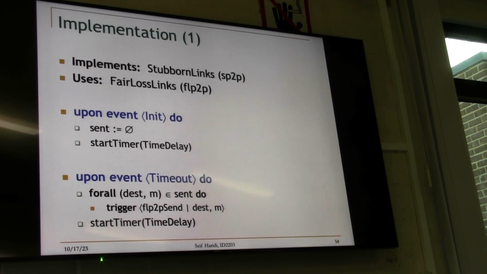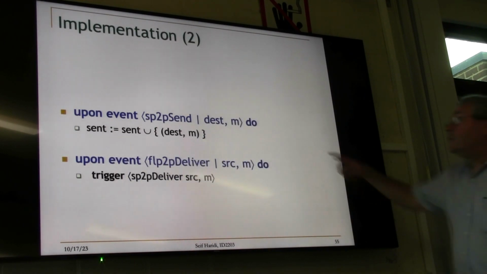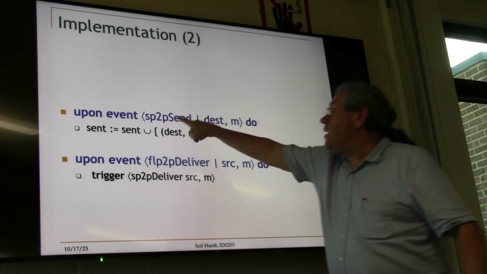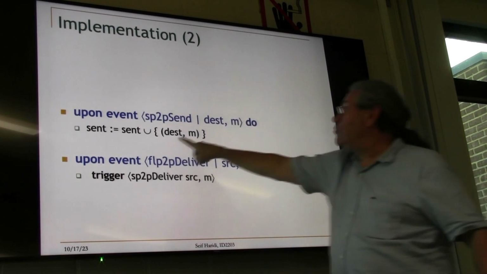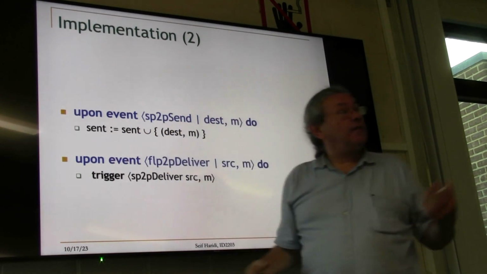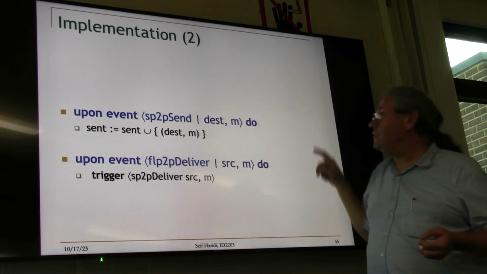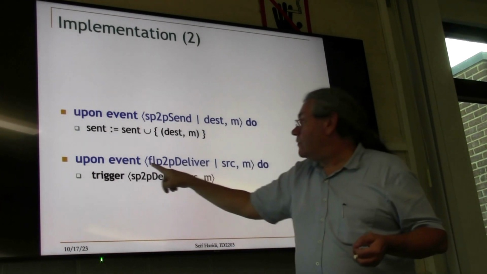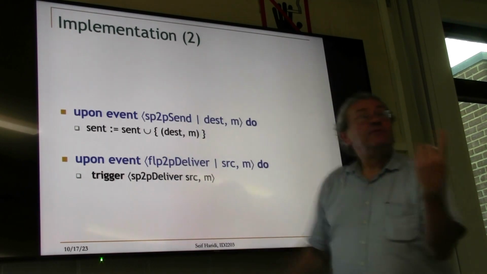The important thing is we have these separate rules and that the whole thing is single-threaded. And we have two more and then it's done. So when I want to do a stubborn send, all I do is add this pair to the send set. I'm just doing a local computation actually, nothing sent. And when I do a fair loss deliver, then I do a stubborn deliver.